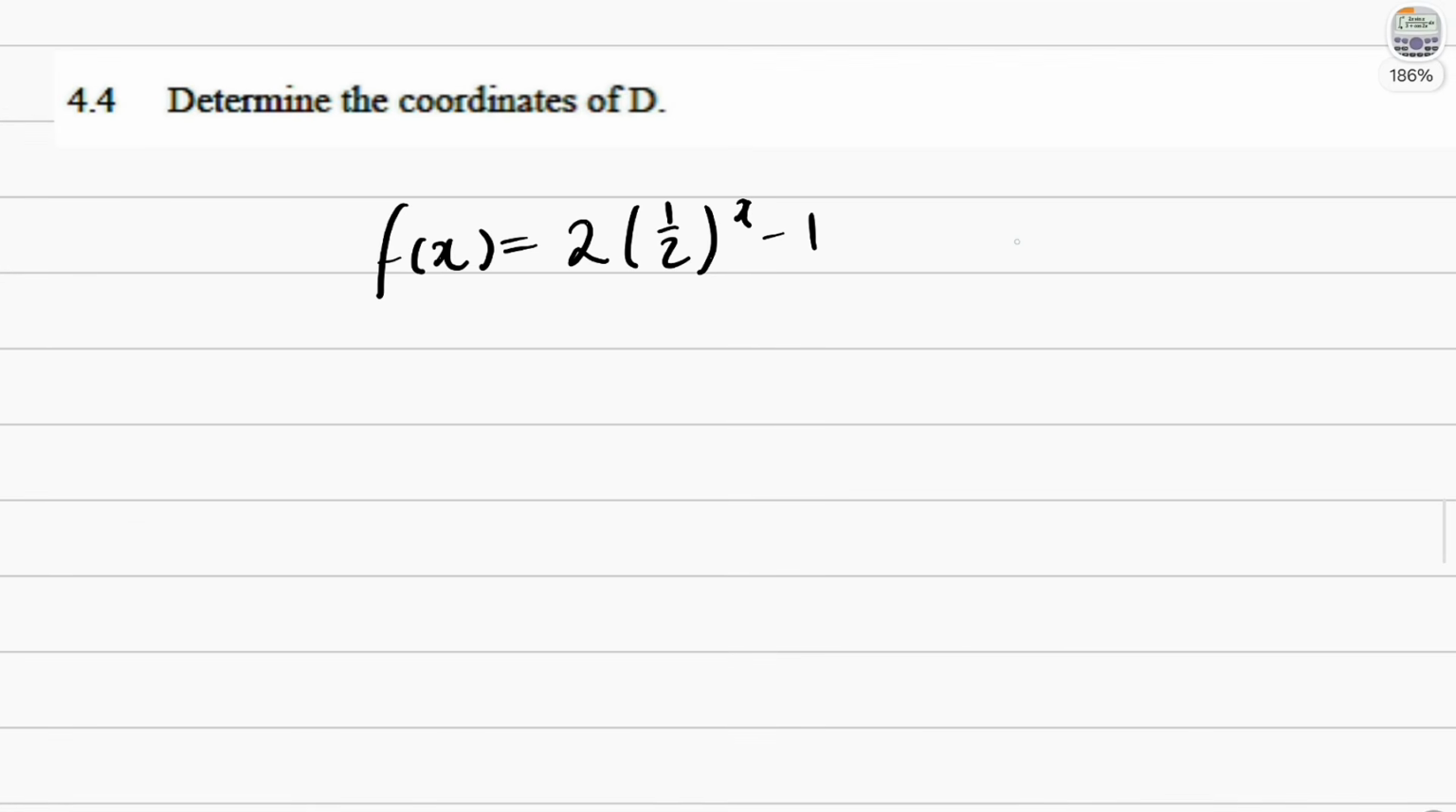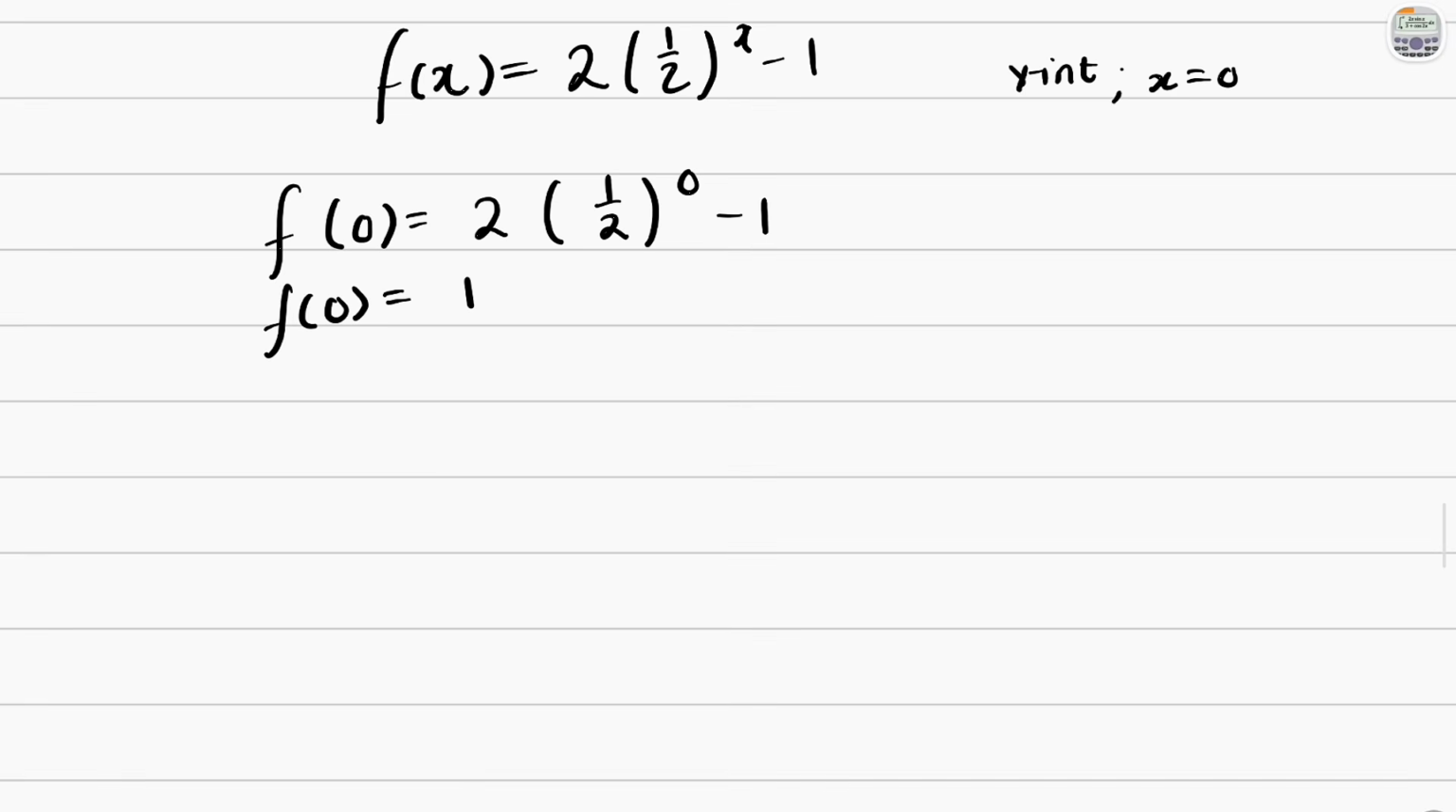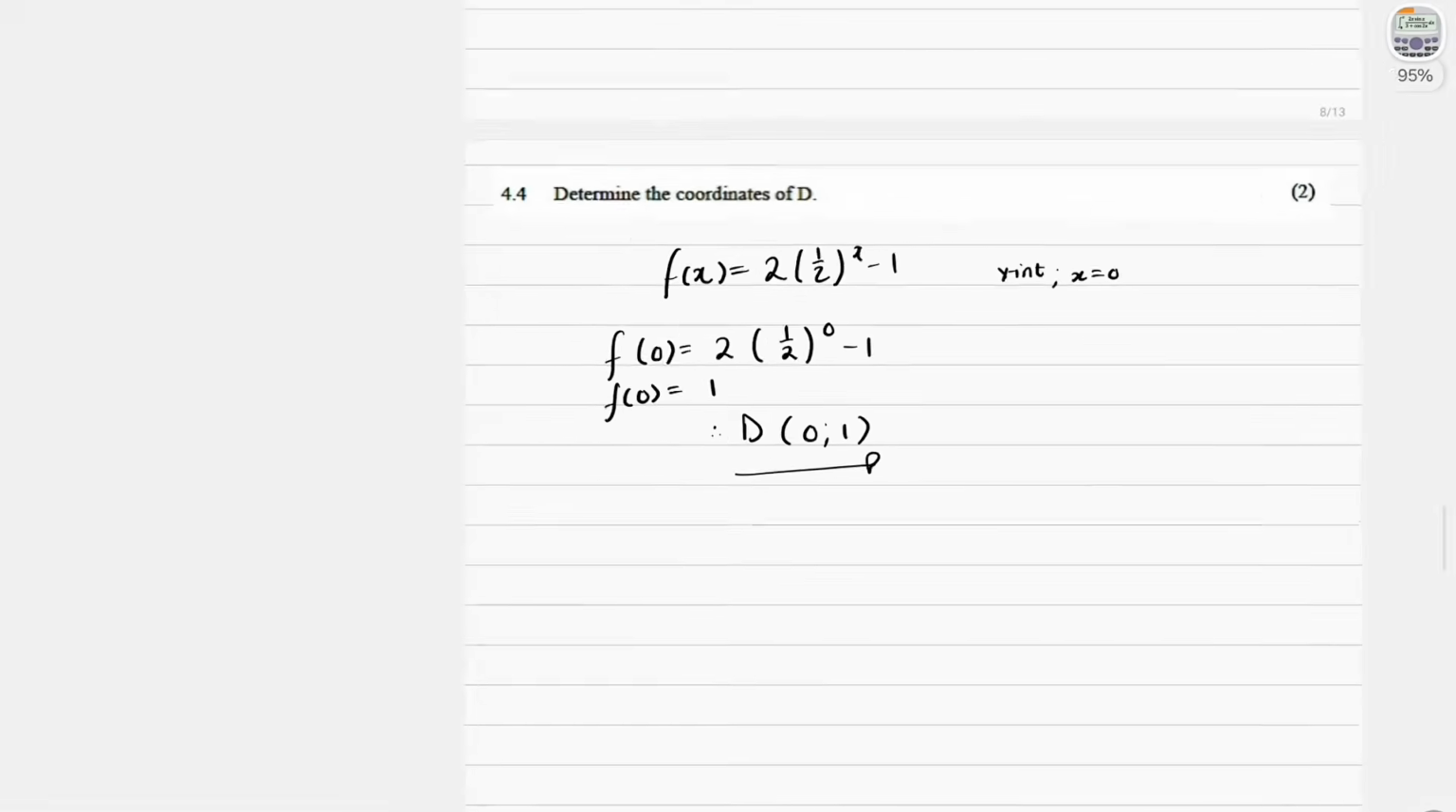We're just trying to find D, which is the y-intercept. To find the y-intercept, you simply make x equal to 0. So f of 0 equals 2 multiplied by 1 over 2 raised to the power of 0, minus 1. Anything to the power of 0 is 1. 2 times 1 is 2, minus 1 is 1. So f of 0 is simply equal to 1. And so the coordinates of D, the y-intercept, are (0, 1). And that is our answer.